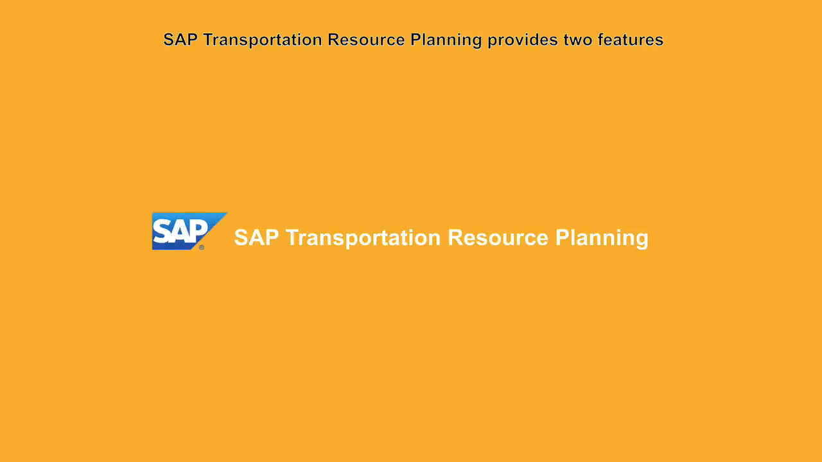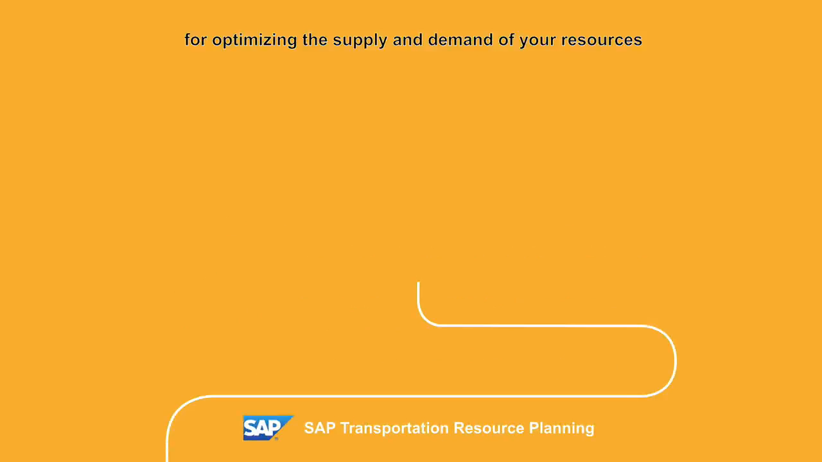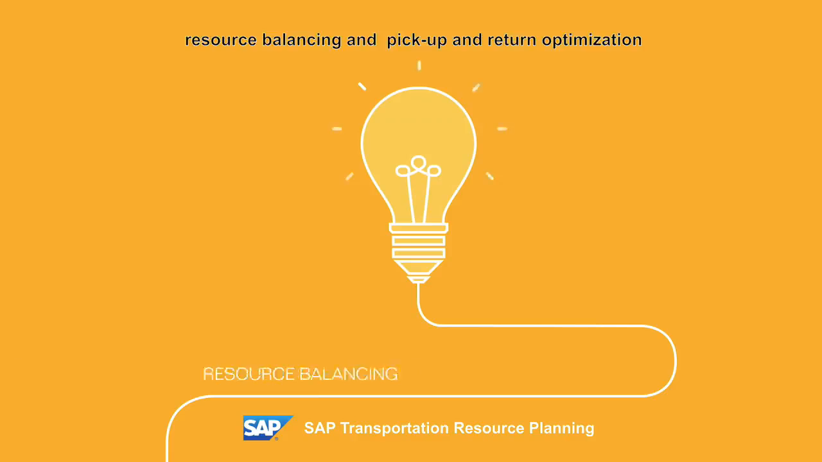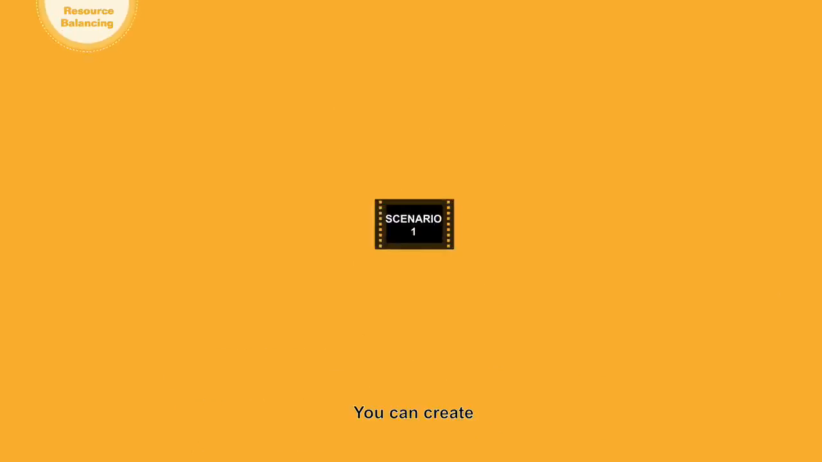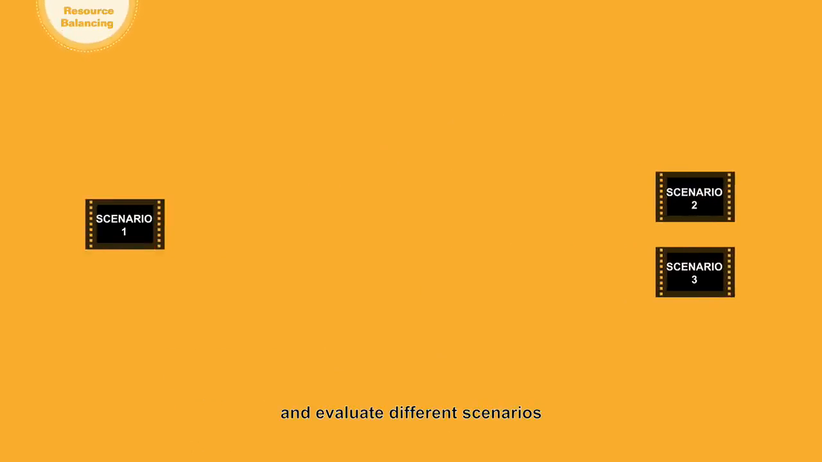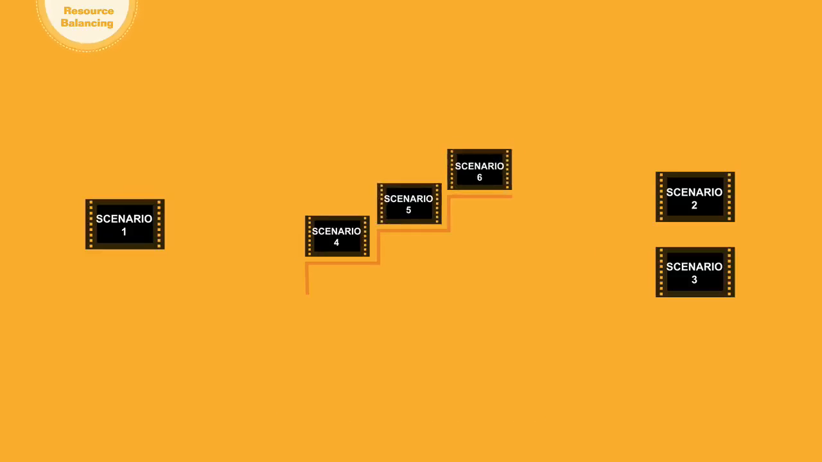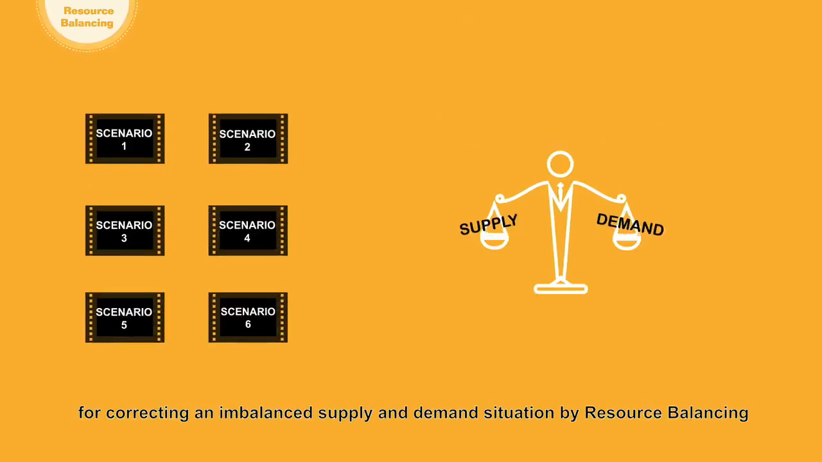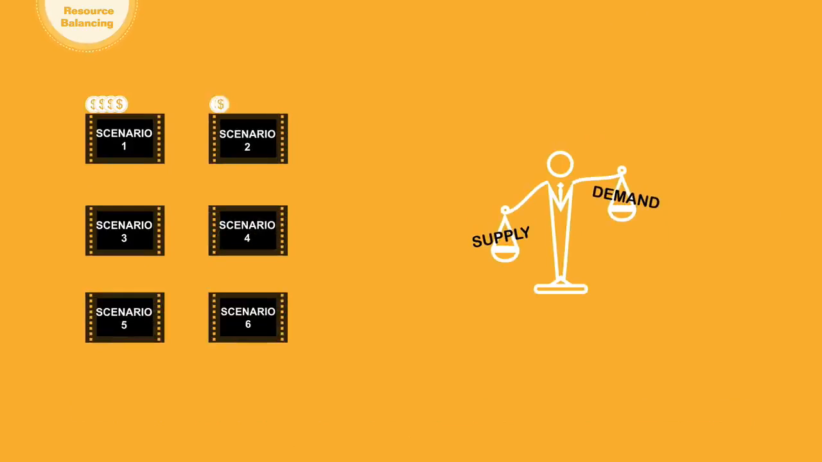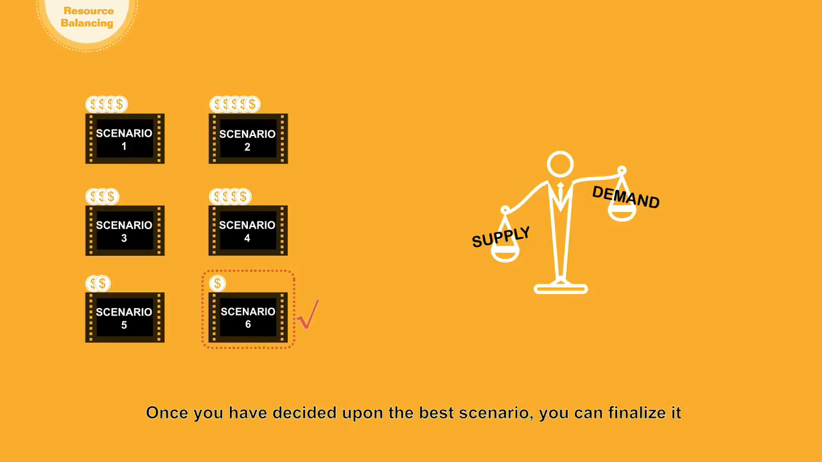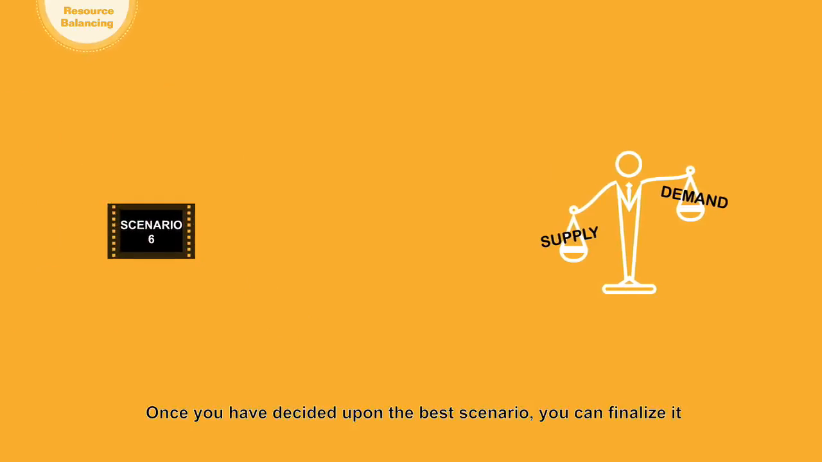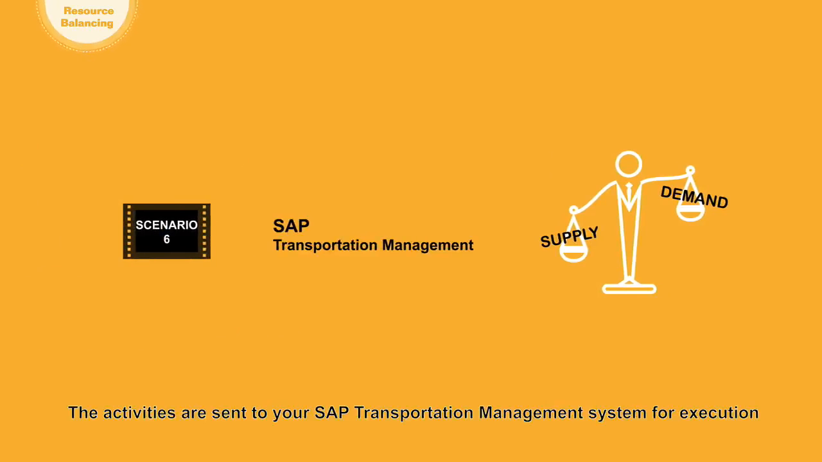SAP Transportation Resource Planning provides two features for optimizing the supply and demand of your resources: resource balancing and pickup and return optimization. You can create, compare, and evaluate different scenarios for correcting an imbalanced supply and demand situation by resource balancing. Then check the different balancing costs. Once you've decided upon the best scenario, you can finalize it. The activities are sent to your SAP Transportation Management System for execution.